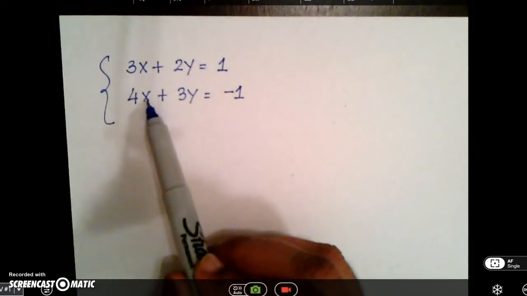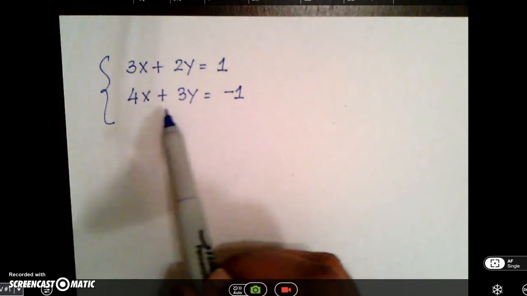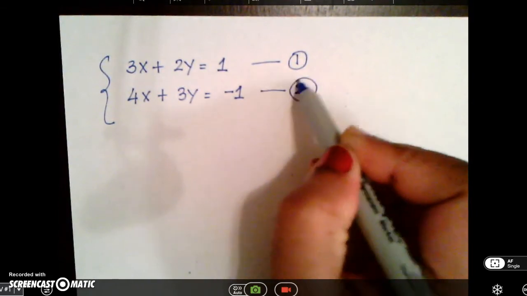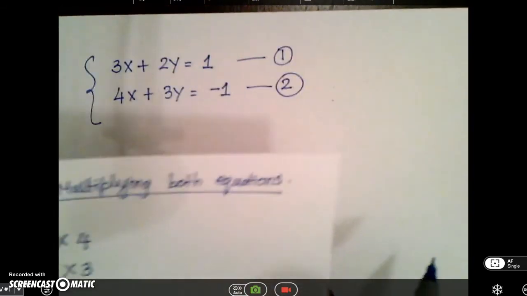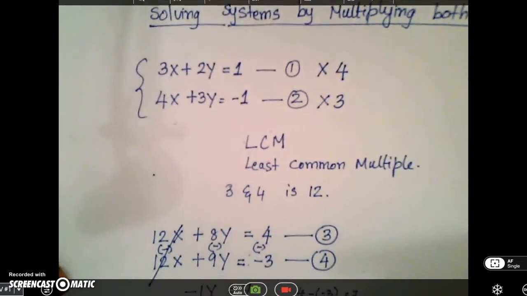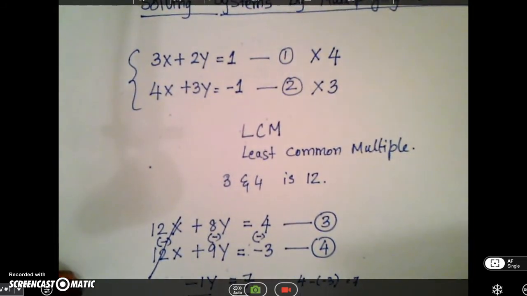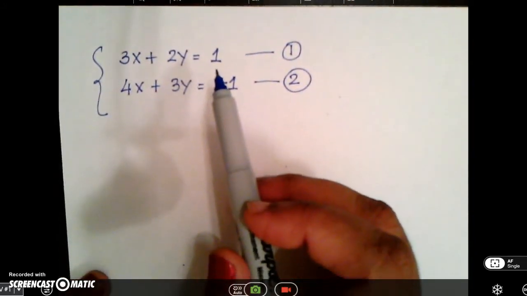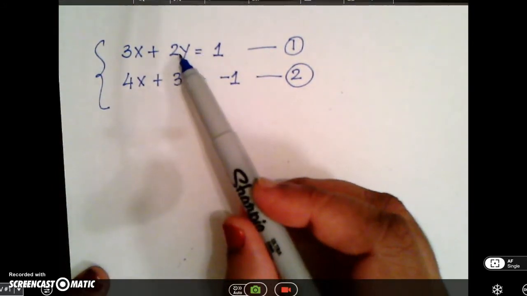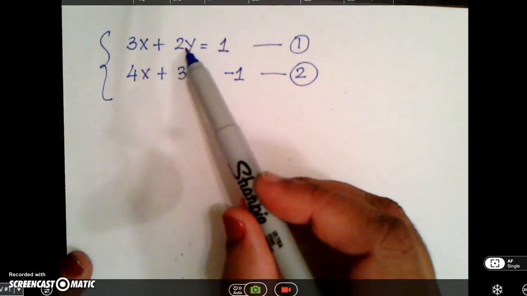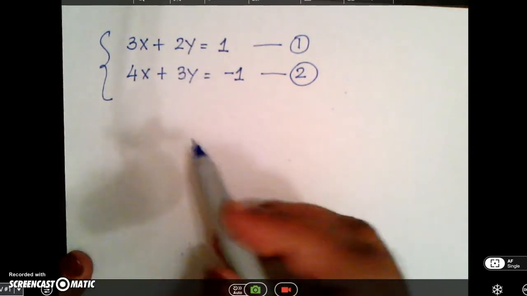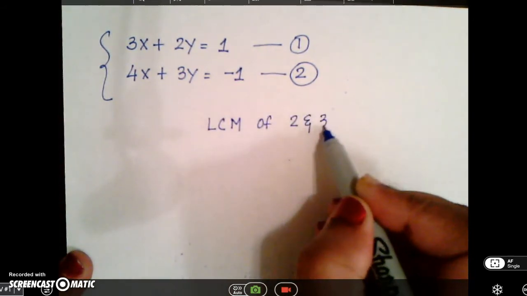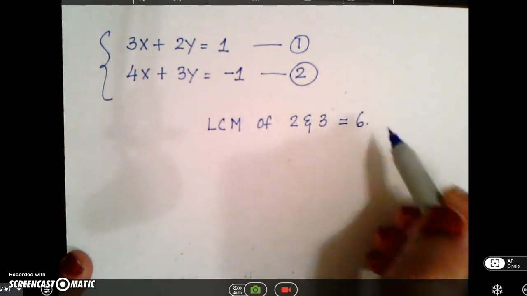So I have 3x plus 2y equal to 1 and 4x plus 3y equal to negative 1. I am taking the same 2 equations. Earlier we went ahead and found the least common denominator for 3 and 4 and tried to eliminate the x because those were the coefficients of x. Now if I want to eliminate y instead, I could do that too. But now I have to look at the coefficients of y. The coefficients of y are 2 and 3. So what is the least common denominator or least common multiple of 2 and 3? The least common multiple of 2 and 3 is 6.